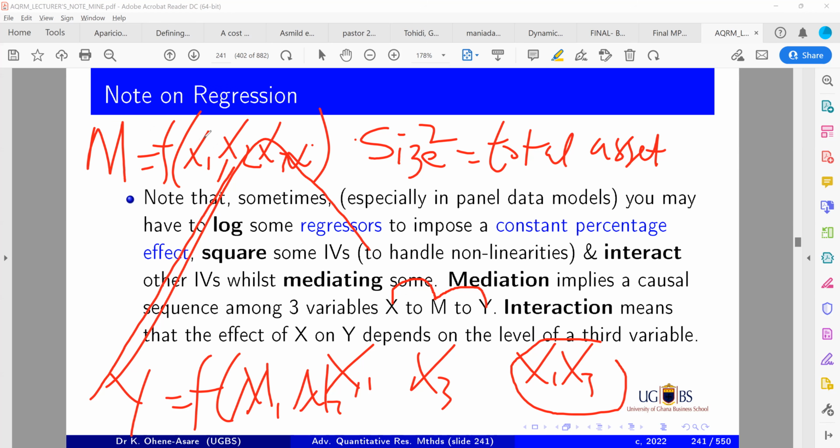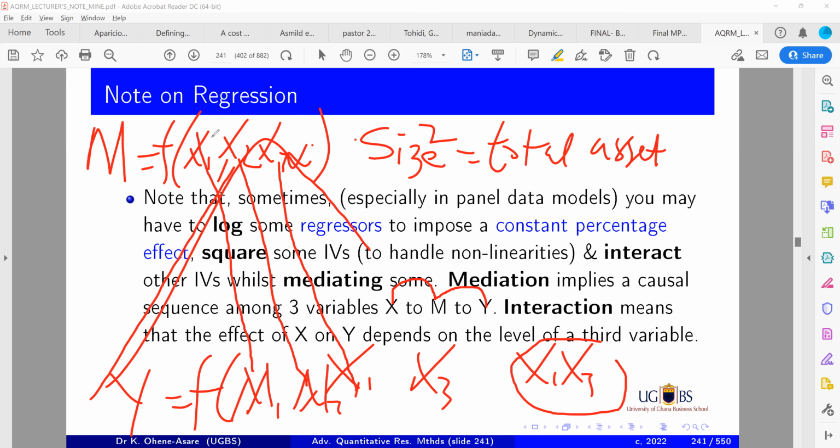So what it means is that X1 affects M1, X2 affects M2, X3 affects M3. Then once you have these, the things which were dependent variables in the original model become independent variables. Then you look at their impact on Y. That is mediation. But interaction, you are just looking at X.